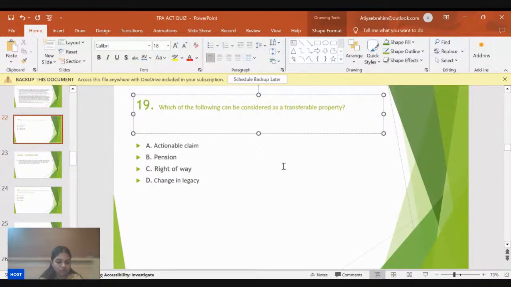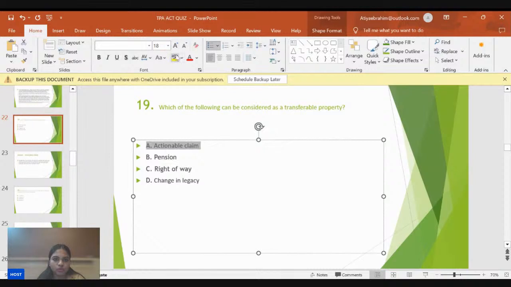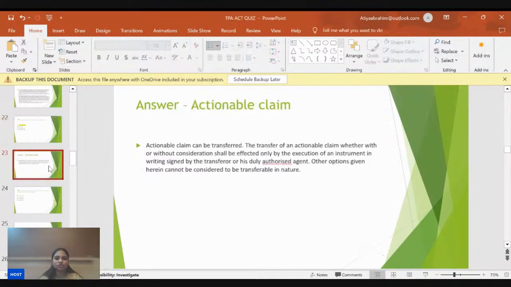Which is a transferable property under section 19? Vikas says A, Priyanka says A. Right. The correct answer is A only. It is actionable claim. Very good, both of you. The correct answer to question number 19 is actionable claim.